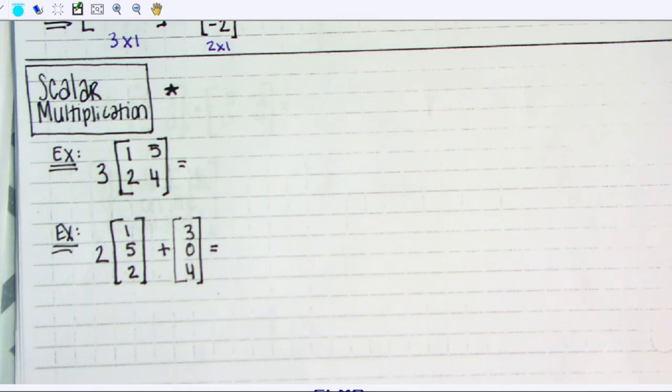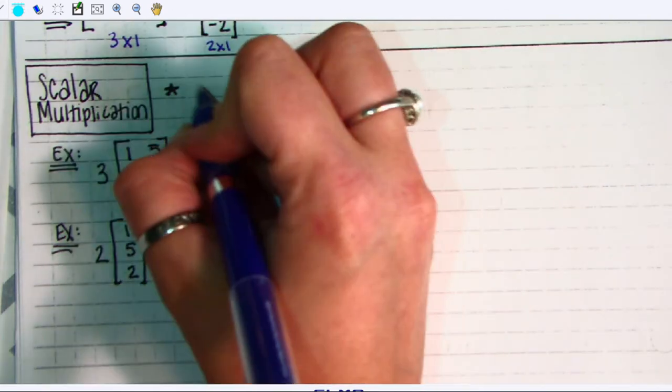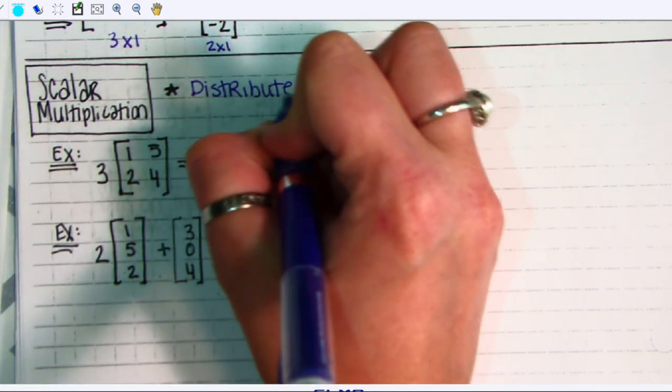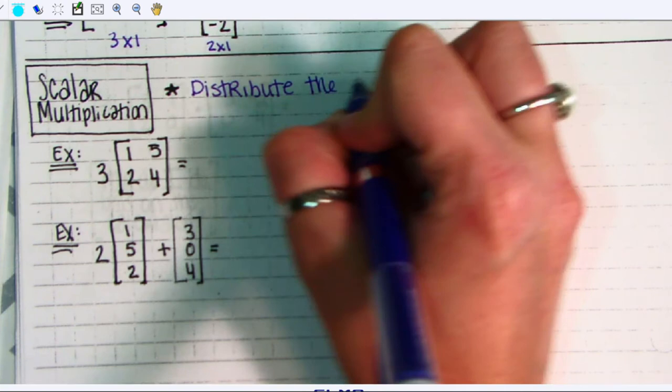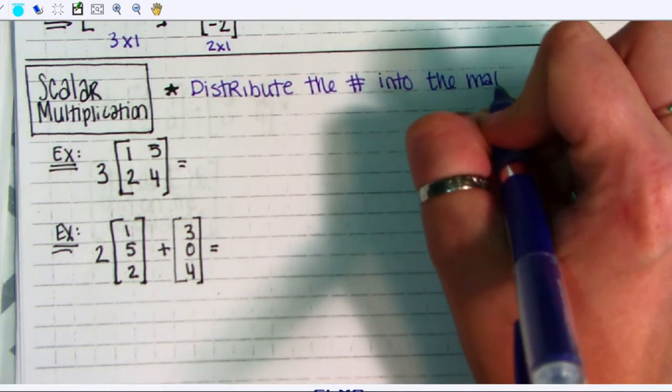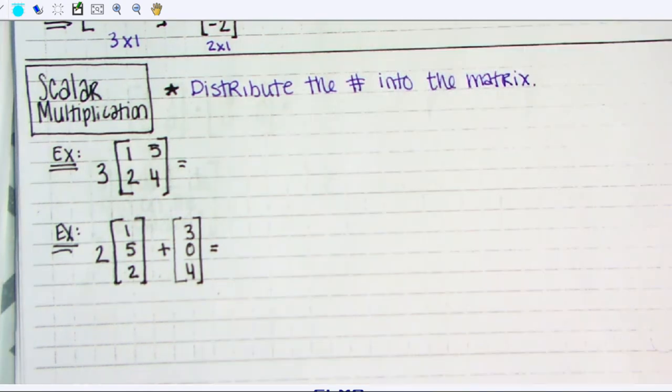It's called scalar multiplication. So to do scalar multiplication, you just distribute the number into the matrix. That's it. The math is no different than a distributive property. It's just you have to multiply every number inside by the number on the outside. And that's referred to as scalar multiplication. You can combine addition and subtraction with scalar multiplication, like the example down here, which we'll do.